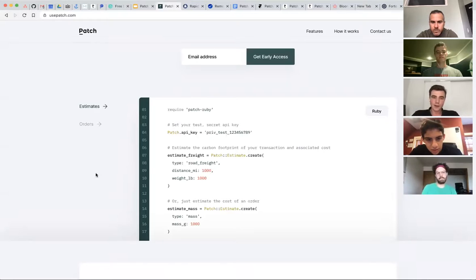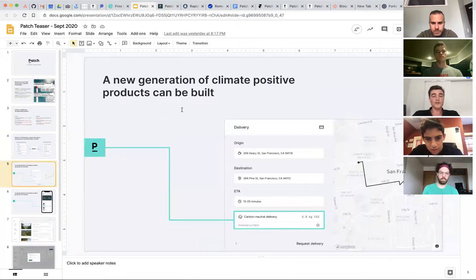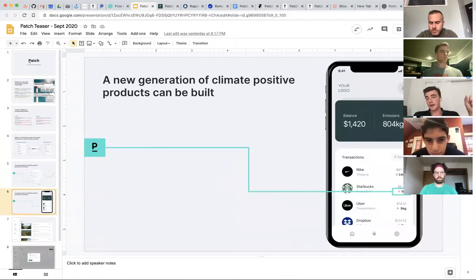And so, okay, now we have these 5-6 lines of code that you copy and paste. What can you actually do with that? Well, it unlocks a whole suite of new climate positive products that can be built. Whether it's carbon neutral or climate positive last mile delivery or ride sharing. We're working with a few fintechs right now to roll out carbon neutral credit cards. This is not a real application, it's our mock example app, but there are some folks where it's going to be showing the impact of each transaction.